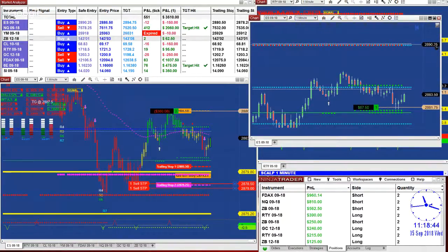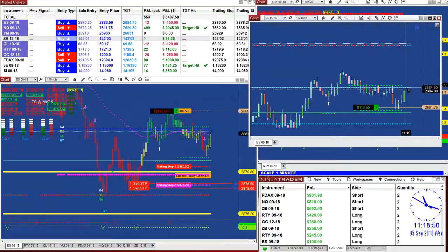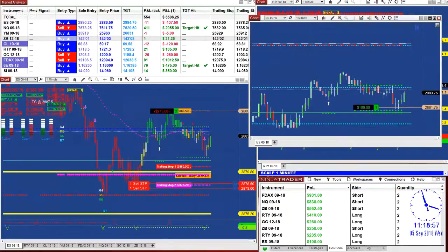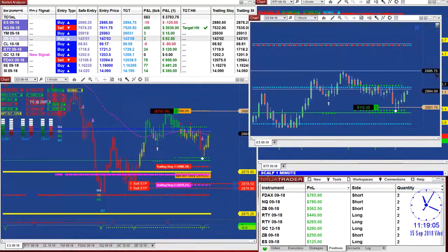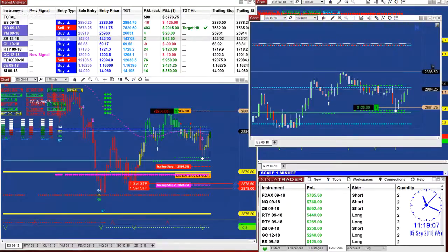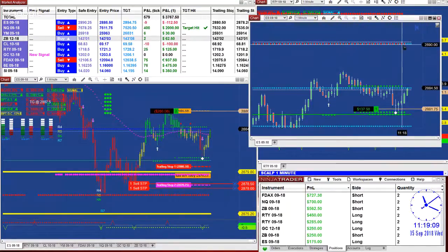So now our eye on this number, 84.50. This is a magic key. The 84.25. It is your magic key. If we break the 84.25, we are in a new ride all the way up here. There we go.